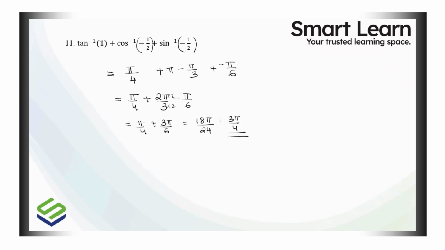Now how can we do this question? Tan inverse of 1 plus cos inverse of minus 1 by 2 plus sine inverse of minus 1 by 2. Tan inverse of 1 is pi by 4. Cos inverse of minus 1 by 2, I can write it as pi minus cos inverse of 1 by 2. What is cos inverse of 1 by 2? Pi by 3. Plus sine inverse of minus 1 by 2 will be minus sine inverse of 1 by 2, that is minus sine 30, so minus pi by 6. By solving this one, you will get 3 pi by 4.